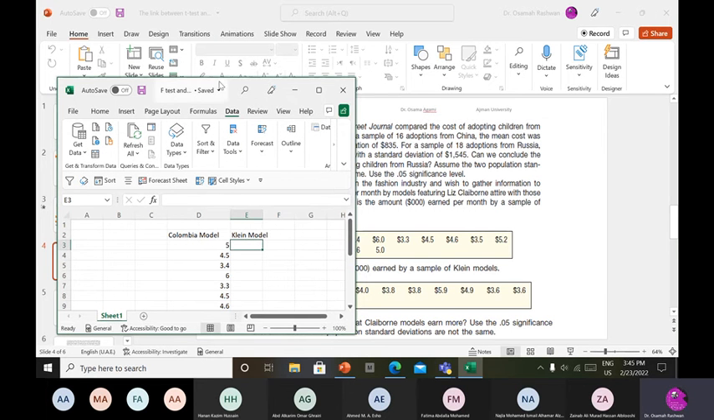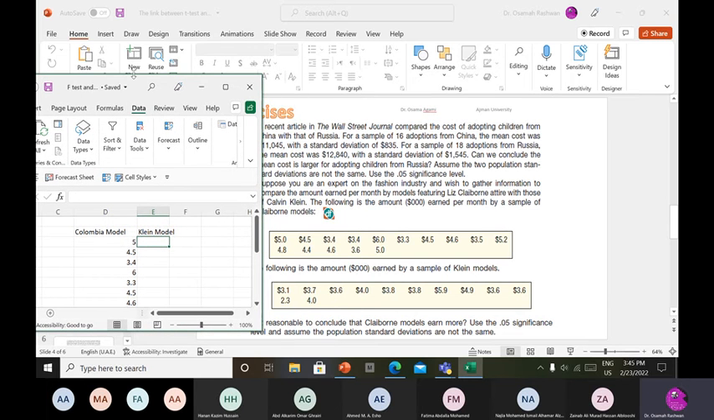This data is 3.1, 3.7, 3.6, 4, 3.8, 5.9, 4.9, 3.6, 3.6, 2.3, and 4.